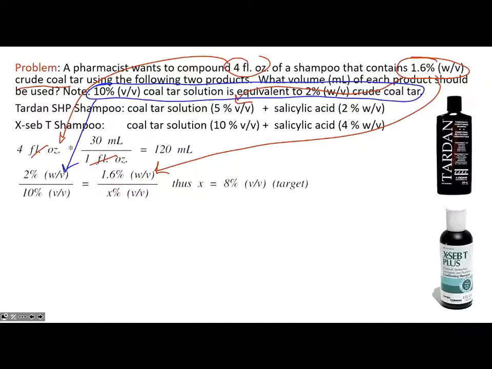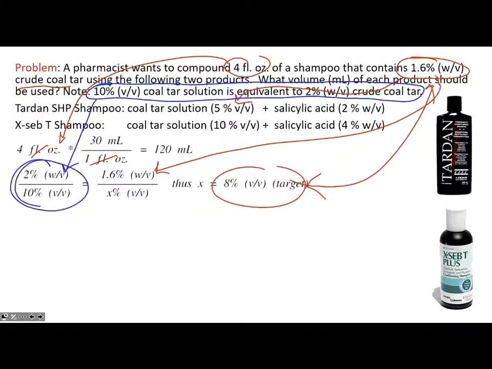So this is the same as my target. Are you guys okay that that is the same? That is the same value. 1.6% weight per volume is essentially 8% volume per volume, given that I was told this conversion. I used this conversion to set up that proportion. Okay? Is everyone okay?